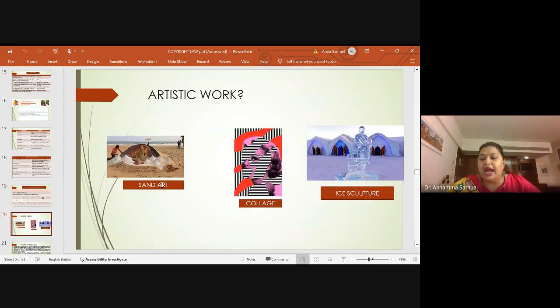Like I said, in artistic work, if you see a collage or an ice sculpture or a sand art, basically we have to see whether the medium lasts for more than a transitory duration. So if it is not permanent in nature, even if it is artistic work which is appreciated by everyone, still in such cases it will not be counted as a work under the copyright.